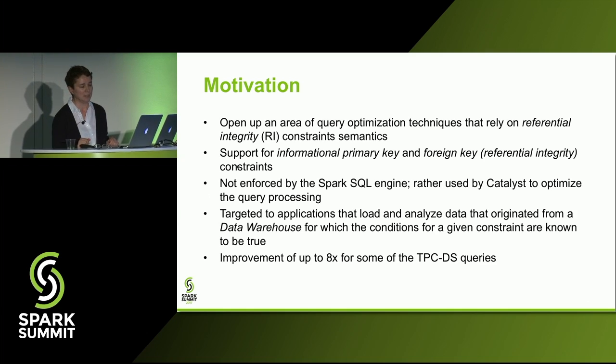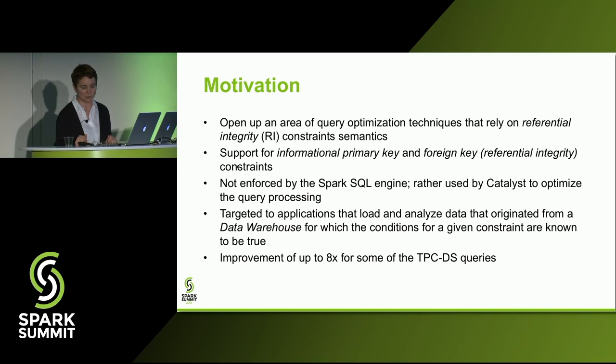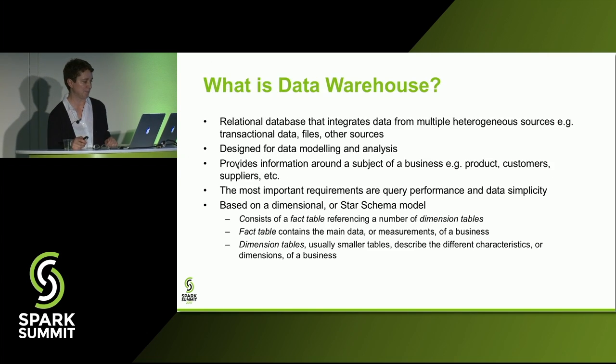A primary key uniquely identifies a row in a table, while a foreign key is a column or set of columns that refer to the primary key, typically in another table. These constraints will not be enforced by Spark SQL engine, rather they will be used by Catalyst to optimize the query processing. These enhancements will be targeted for applications that load and analyze data originated from a data warehouse for which the conditions for a given constraint are known to be true. Our preliminary tests show improvements of up to 8 times for some of the TPC-DS queries.